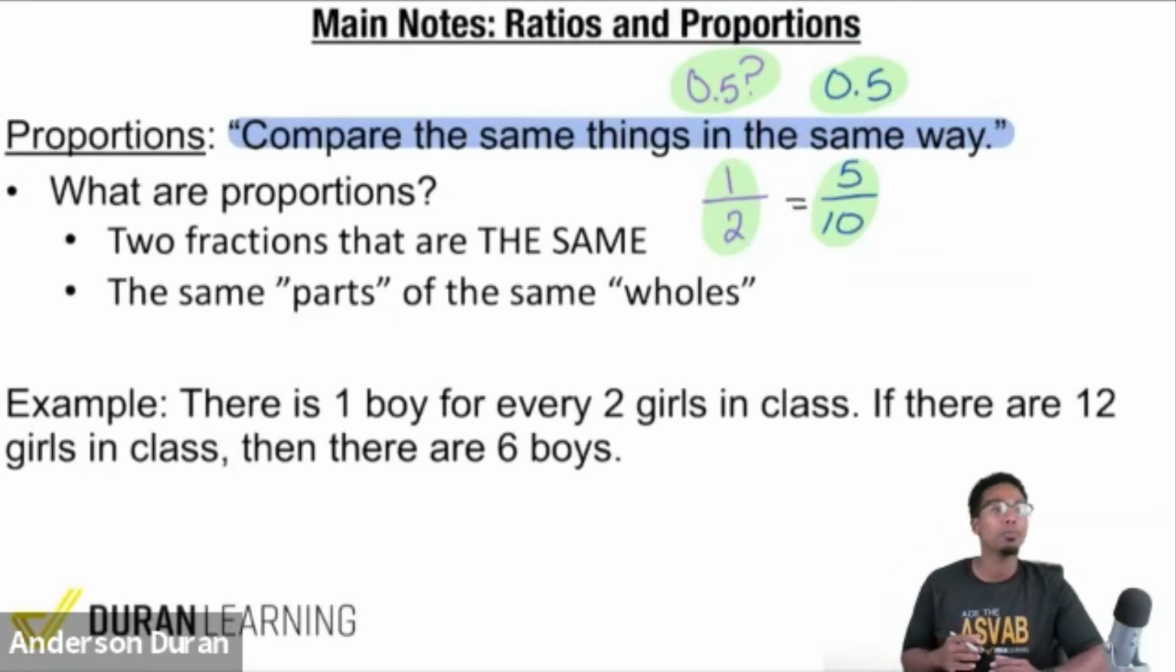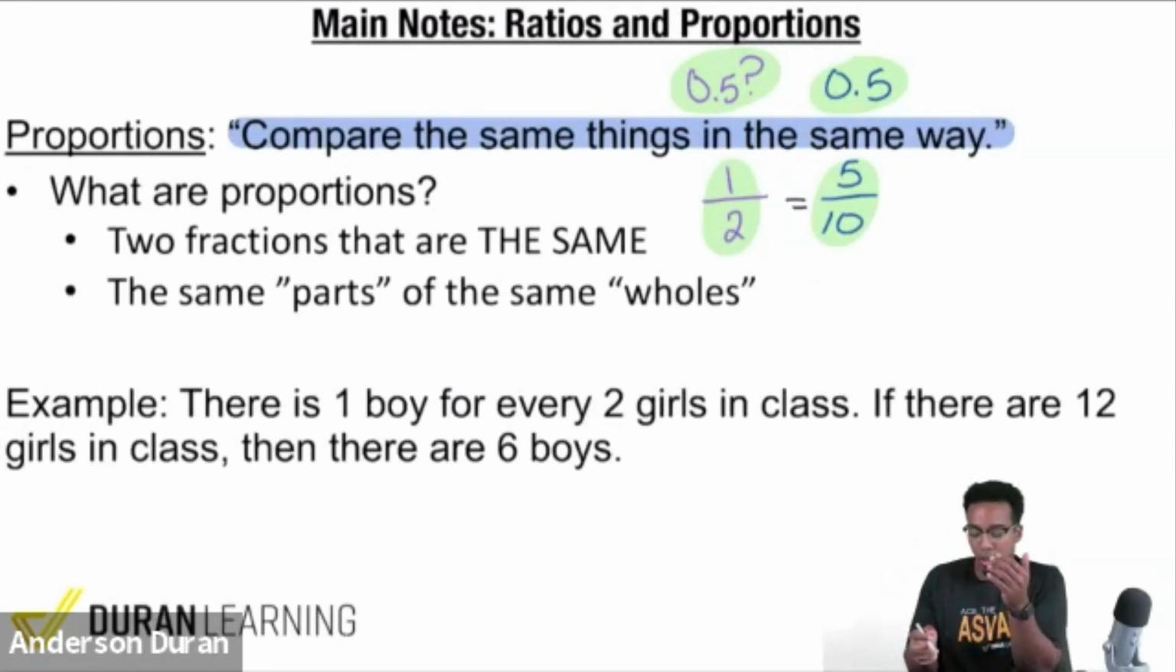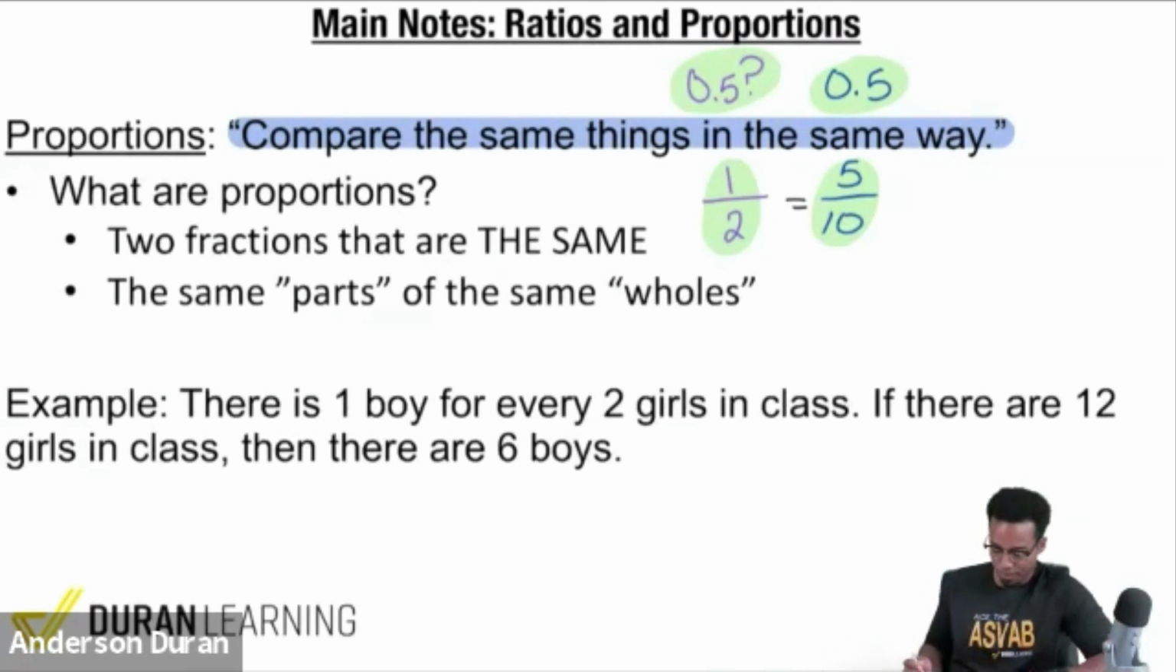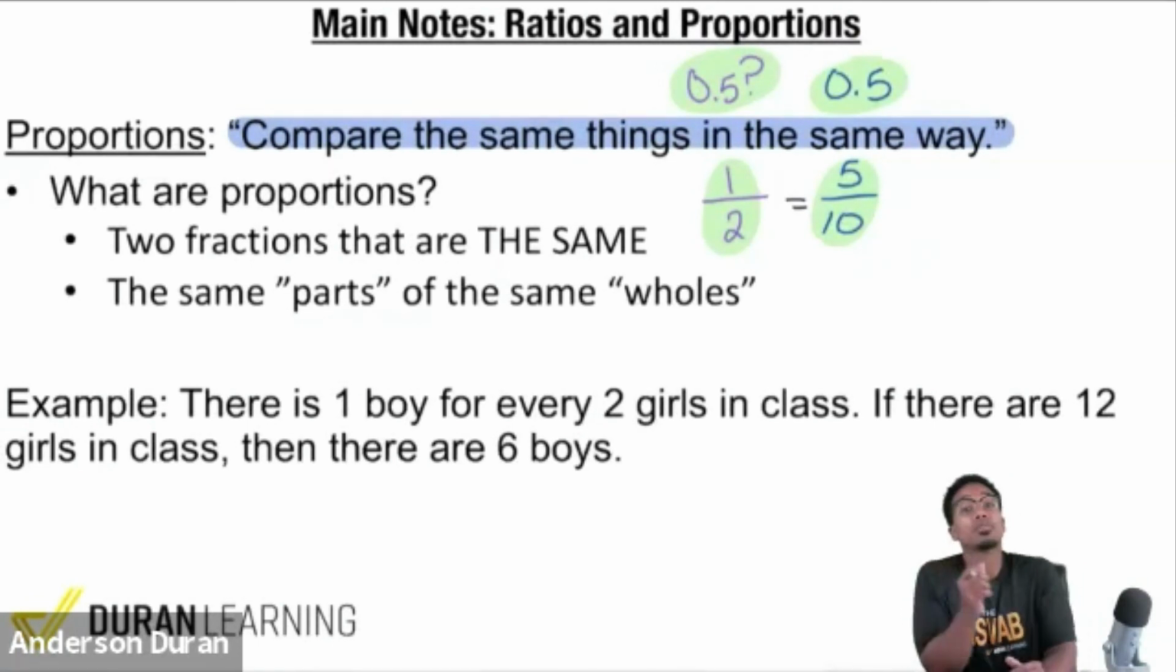A lot of people, and you tell me if this sounds like you, have you ever tried to set up a proportion only by going by the order in which the numbers show up? Like not even paying attention, just going by the order: 1, 2, 1 divided by 2, then 12, 6, 12 divided by 6. That happens, but let me tell you why that is the wrong approach. When it comes to proportions, it is not about just grabbing the numbers in order. It is about representing them in the same way.